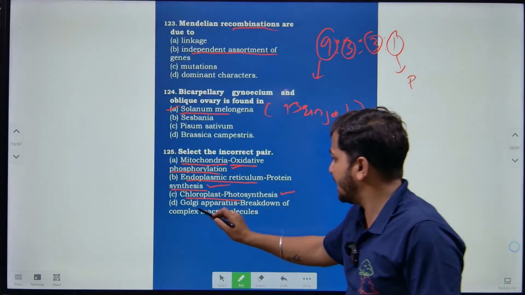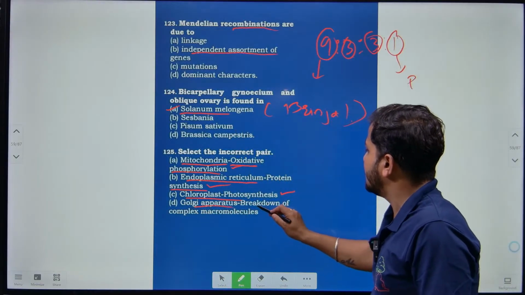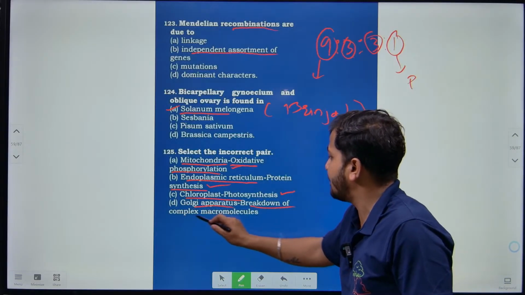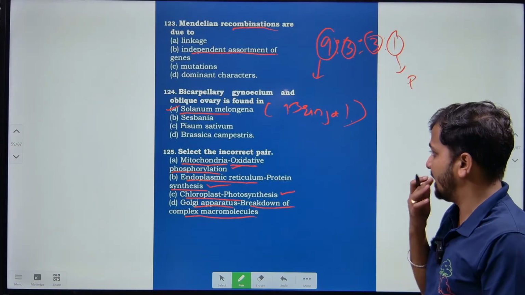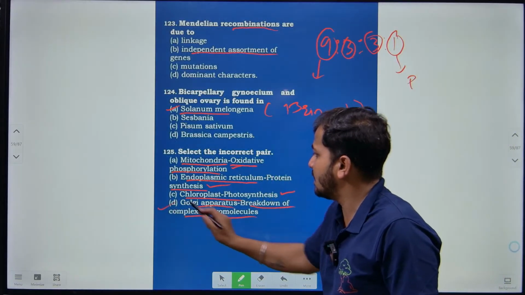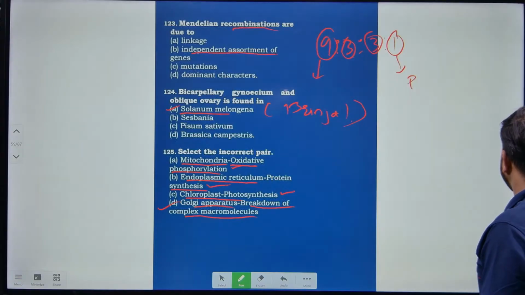And lastly, option D: Golgi apparatus, which breaks down complex macromolecules. Majorly, the Golgi apparatus helps in packaging of the material. So the incorrect pair is option D here.